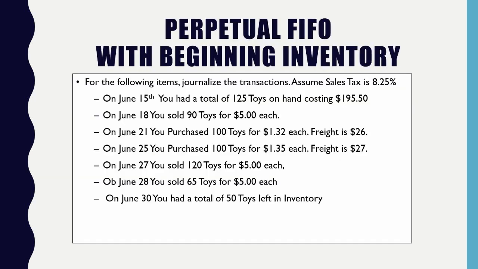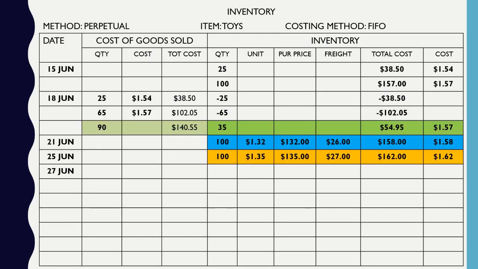So then the scenario here on the 27th is I sold a total of 120 toys. So I know I have to sell 120. Which batch am I going to eliminate first? The green batch. And then the one after that's going to be the blue. So I'm going to take the 35, which is the total amount of my green, right?